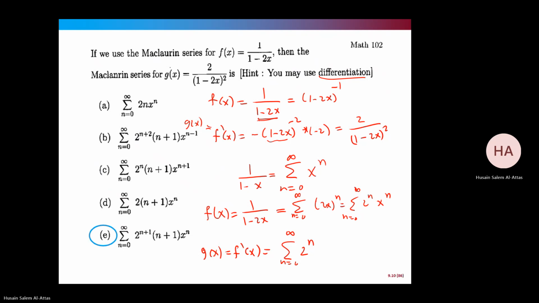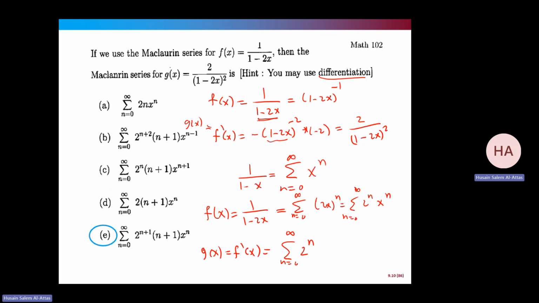Okay. Be careful. It's 1 over 1 minus 2x. Okay. What is minus 1 minus 2x to the power minus 1? Differentiate it. You get what? Minus 1 minus 2x to the power minus 2. Derivative of this, which is minus 2. So I'm getting 2 over 1 minus 2x all squared. And this is my g. And the Maclaurin series for g equals this. Okay. So it's only the derivative.